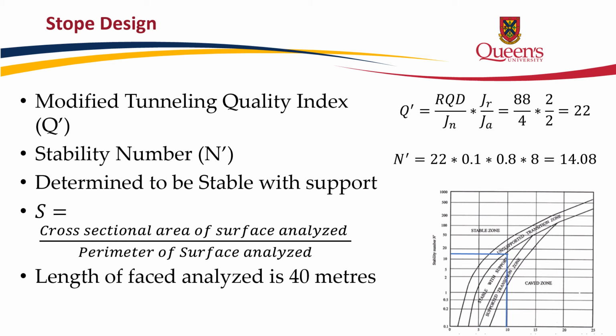The hydraulic radius can be used to calculate the length and width of the surface being analyzed, where each room is assumed to be square. Using the hydraulic radius calculation, the length of the room was calculated to be 40 meters.